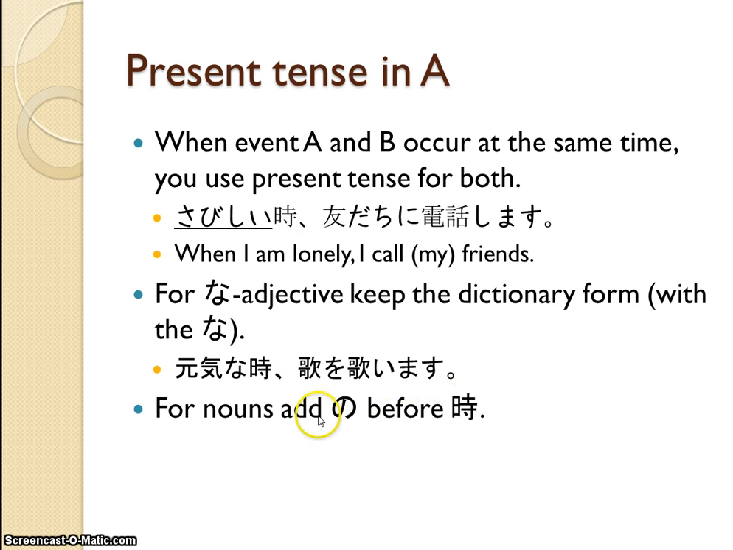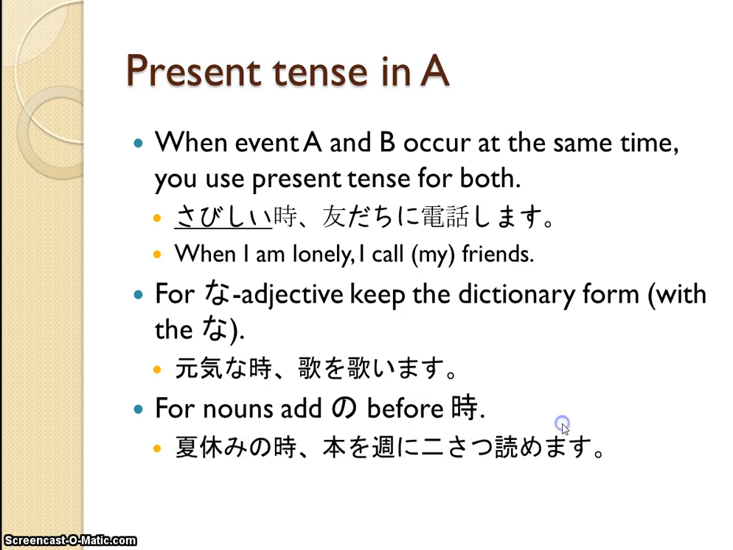For nouns, you add no before a time. This you should already know. We had one where we were explaining like 子供の時, like when I was a child. Okay, same thing. So 夏休みの時、本を週に2冊読めます. So during summer break, or when it is summer break, I can read 2 books in a week.